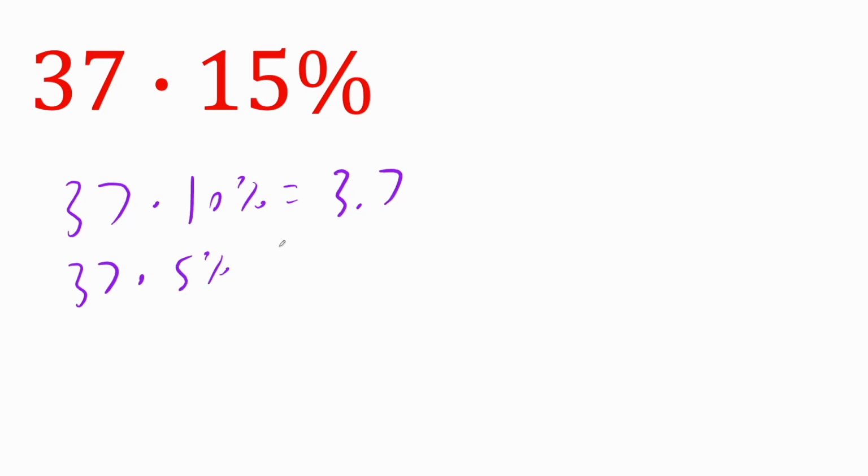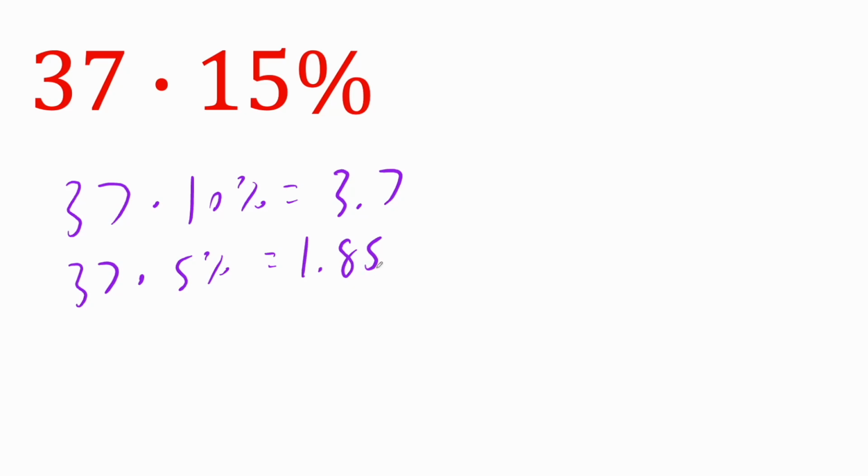Okay, another 15%. So we have 37 times 10%. Now I'm showing all the work, but when you get good at this, you don't need to show any work. 37 times 10% is going to be 3.7. Now 37 times 5%, so it's going to be half of 10%, and we're going to get 1.85. Because 1.85 times 2 is 37.